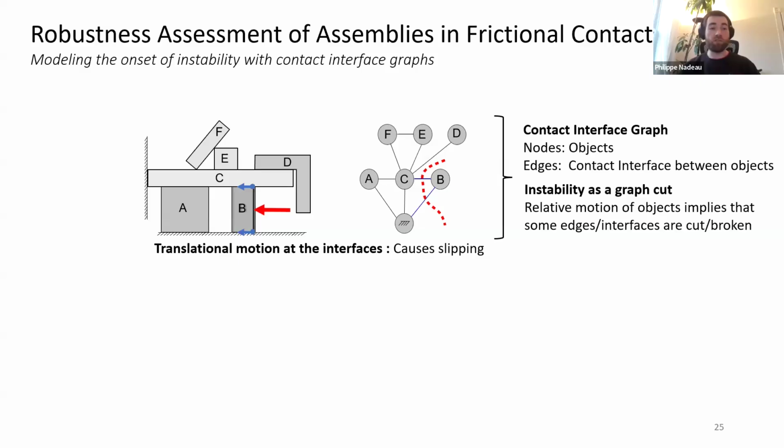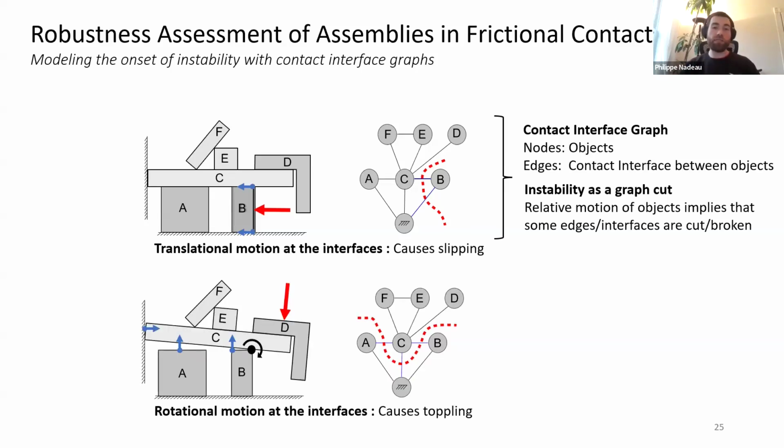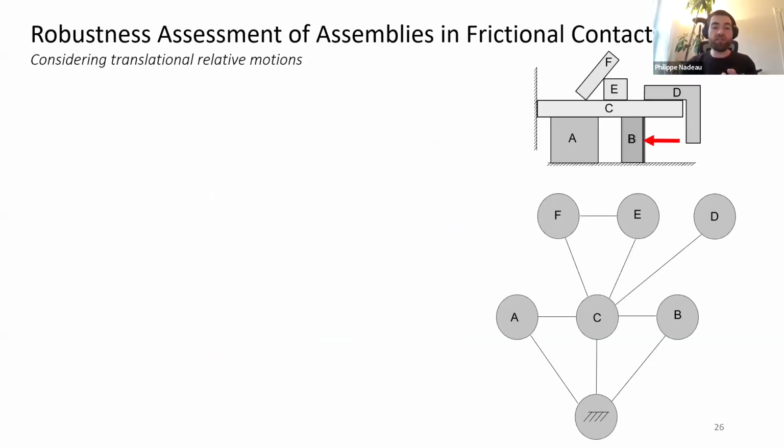When the relative motion at the interfaces cut is translational, slipping happens. And when the relative motion at the interfaces cut is rotational, then toppling happens. And we recognize that these two situations can be treated separately. And so that's what we do. And we combine their results at the end. So let's start by focusing on the robustness of an assembly to slipping.